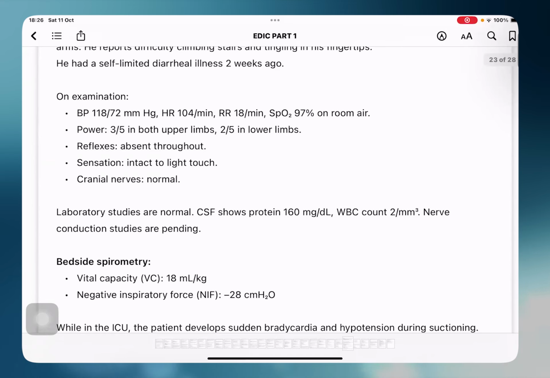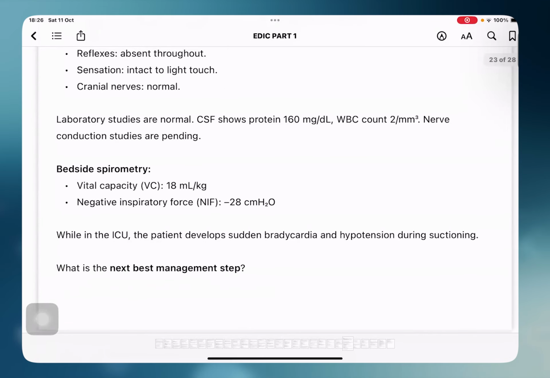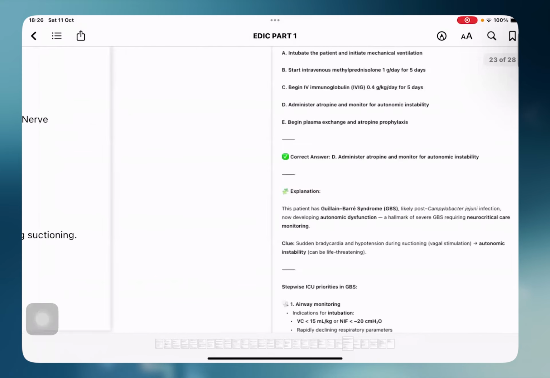Sensation is intact to light touch. Cranial nerves are normal, lab studies are normal. CSF shows 160 protein, WBC count of 2, nerve conduction pending. Vital capacity is 18 ml per kg. Negative inspiratory force is 28. While in the ICU, patient develops sudden bradycardia and hypotension during suctioning. So what is the next best management step?